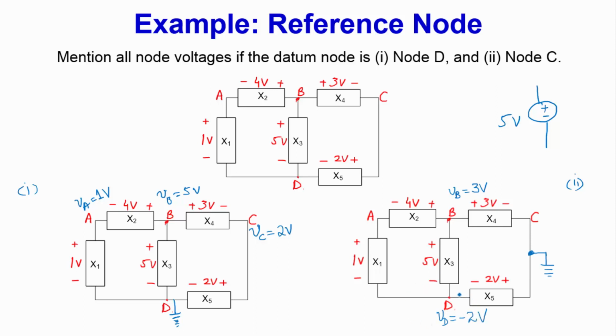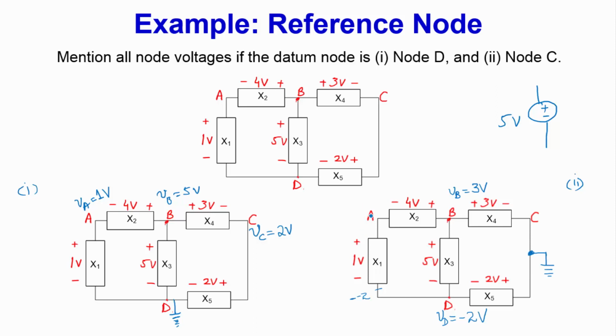Similarly, from the knowledge about nodes, we know that all the points on a single node are going to have the same potential. So if this end is minus 2 volts, this end is also going to be minus 2 volts. So let me write it down here, although there is no need to.